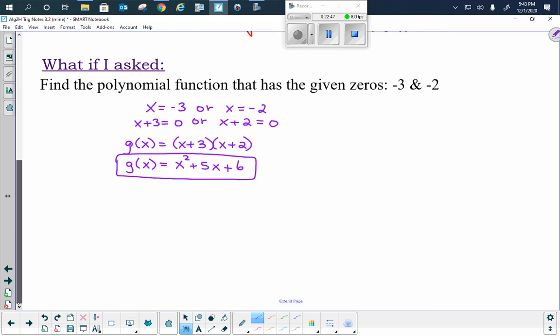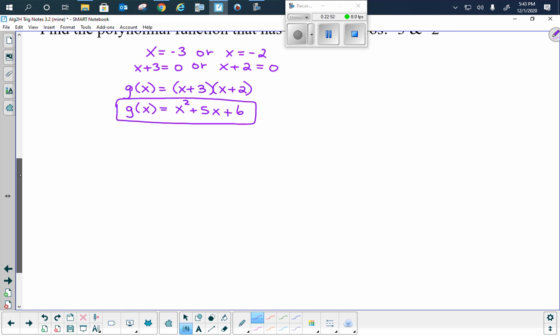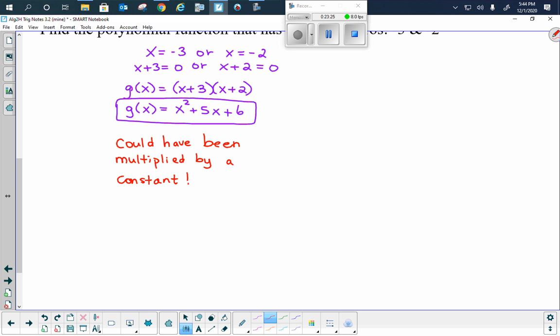I will say, however, there's actually multiple correct answers, and we'll talk about why for a second. Now, I want you to just give me the basic one like this. Don't get fancy. Sometimes that can get you in trouble. But just so you understand, it could have been multiplied by a constant. And that could be any constant, which means there's an infinite number of solutions here.